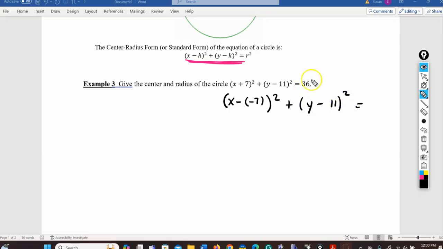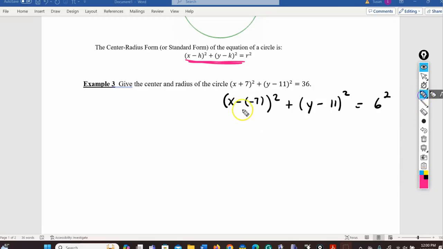And 36 is a perfect square, and it happens to be 6 squared. Now, if that wasn't a perfect square, if that had, say, been 10, then I could have rewritten that as square root of 10 all squared. But we're lucky on this one, we do have a perfect square.